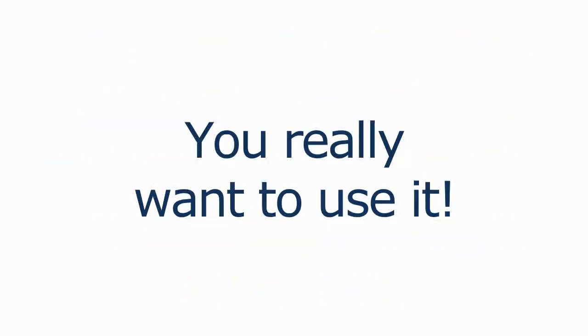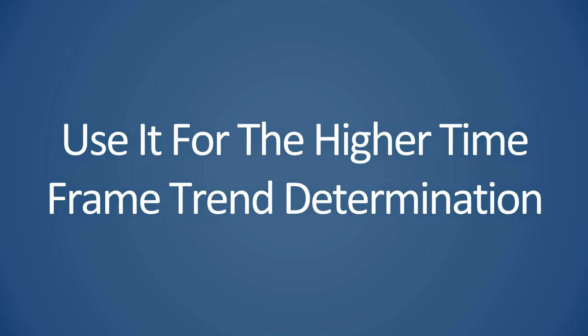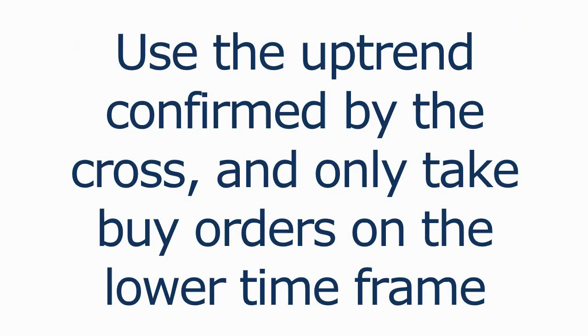So what can we do if we're convinced that we need to use this cross in our trading? Well, we can use it for the higher time frame trend determination. A Golden Cross is generally talked about in relation to the stock market, so let's take a look at an individual stock. This is Apple, and it had a nice 116% increase in price since the cross occurred in 2016. And if your exit is using the Death Cross, you lost 35% of your gains, and for many traders, this is unacceptable. But we can use the uptrend that's confirmed by the cross and only take buy orders on the lower time frame.